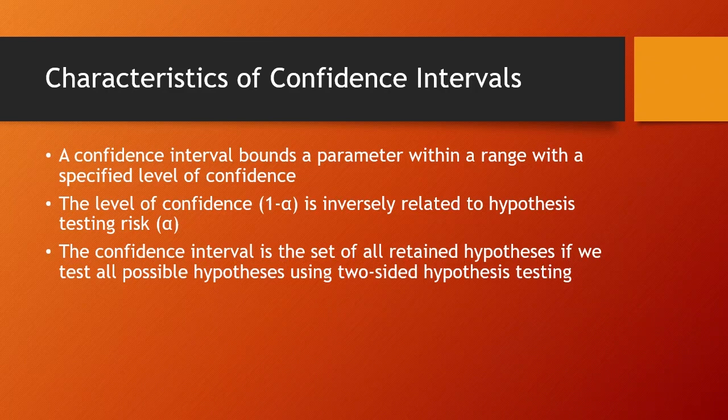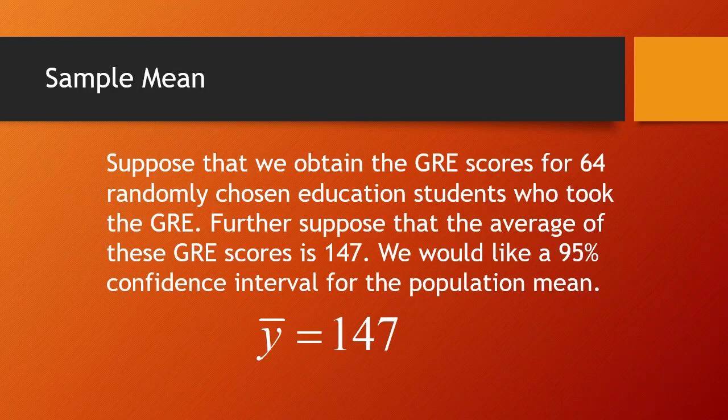Let's take a look at this using an example. Suppose that we obtain the GRE scores for 64 randomly chosen education students who took the GRE. Further, suppose that the average of these GRE scores is 147. We would like a 95% confidence interval for the population mean.